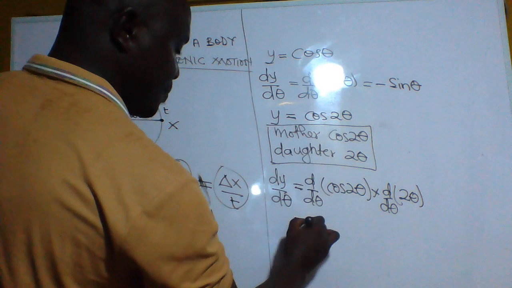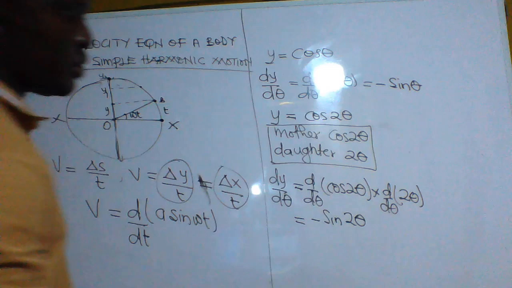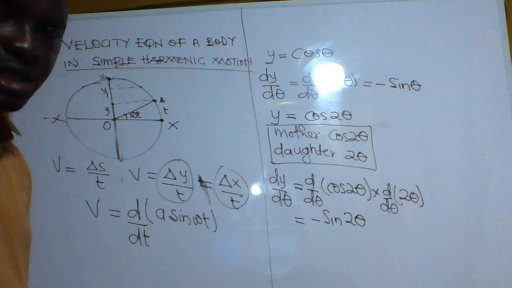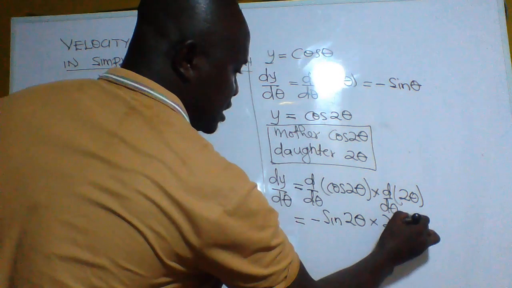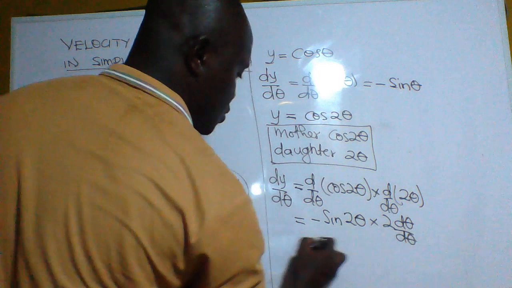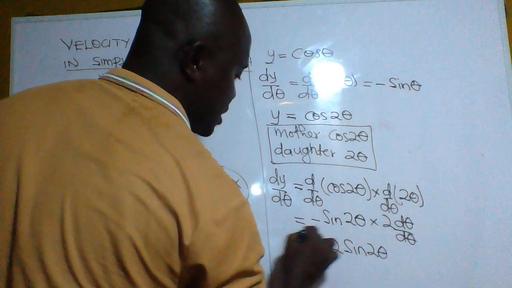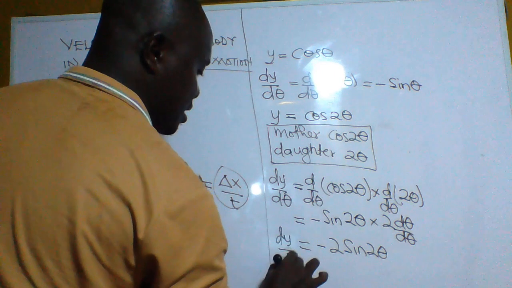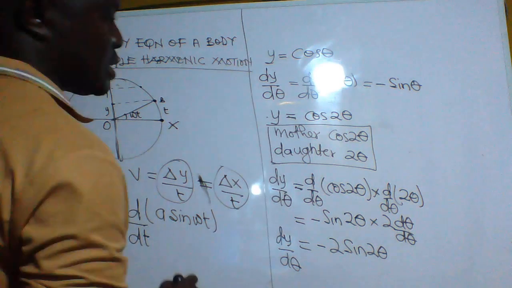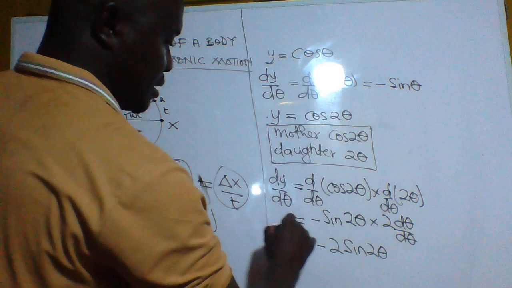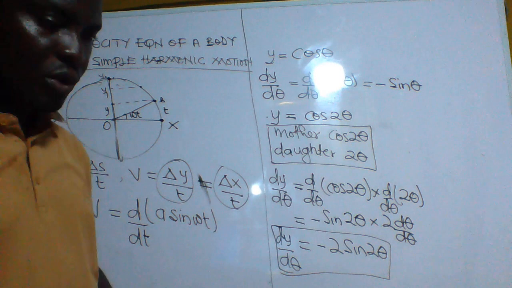So we have minus sine 2 theta, because when you differentiate a cosine function it is equal to the sine function, times 2 d theta on d theta. So now we have minus 2 sine 2 theta as the differential of y is equal to cos 2 theta. So these are the rules we are going to apply.